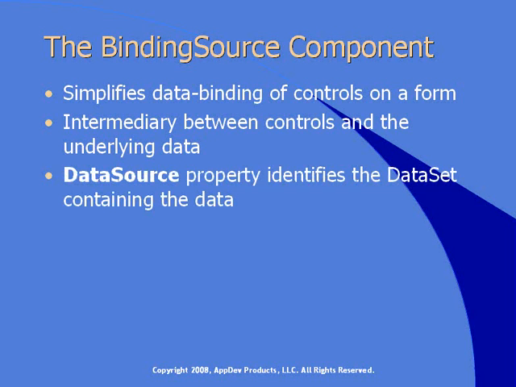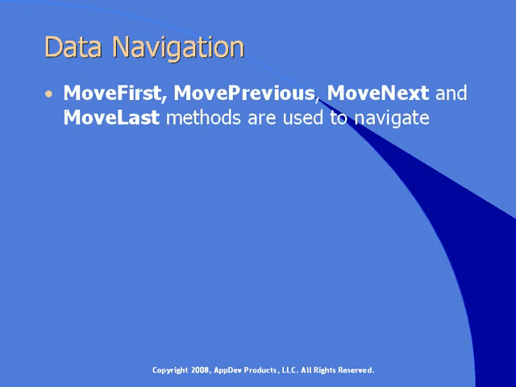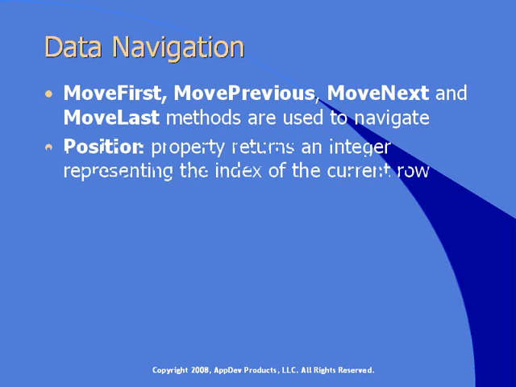The DataSource property of the binding source component identifies the data set, and the DataMember property identifies the data table. The binding source has a number of methods. It has a MoveFirst, MovePrevious, MoveNext, and MoveLast method for navigating through rows in a table. The Position property is an integer, and that's going to give you the index of the current row you're on. So if you're on the 4th row in the table, then the Position property would be equal to 3, because of course it's 0 based.